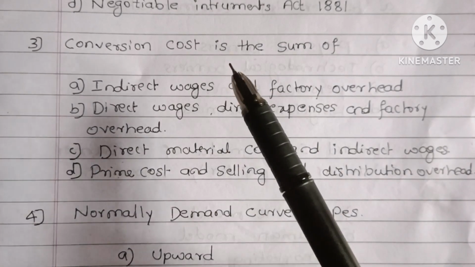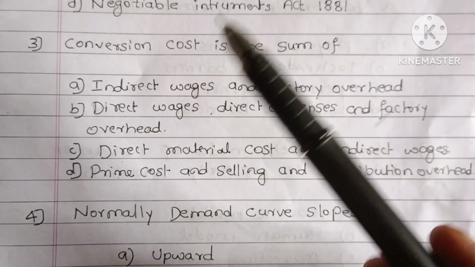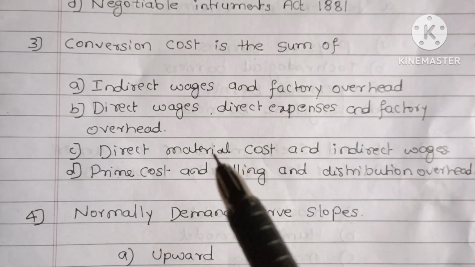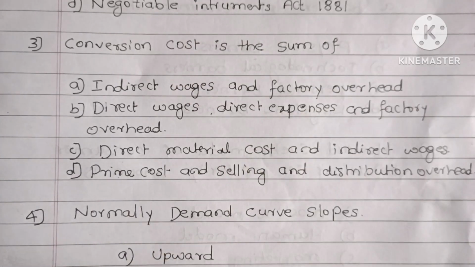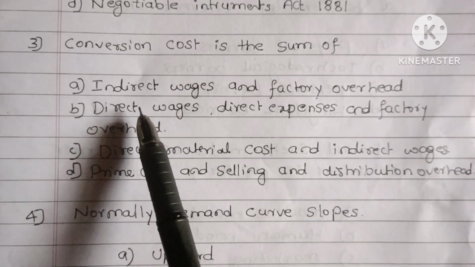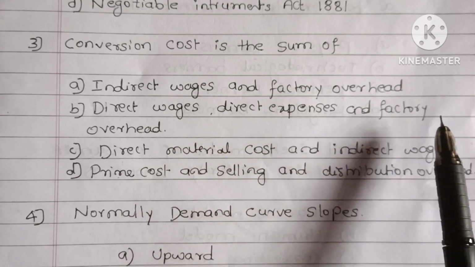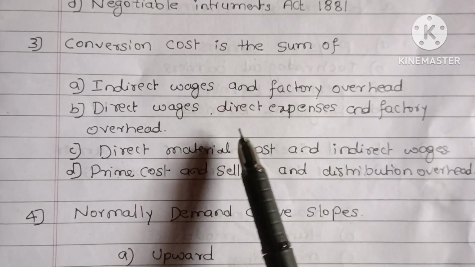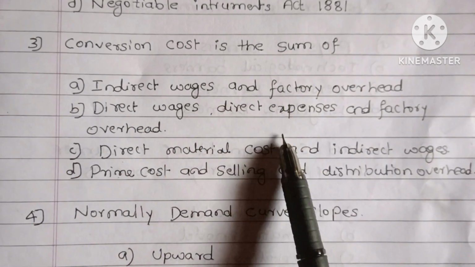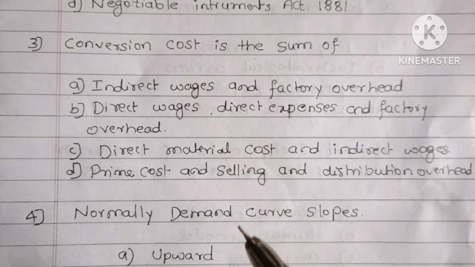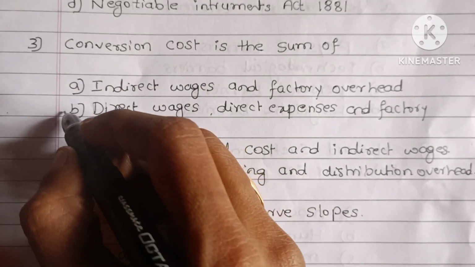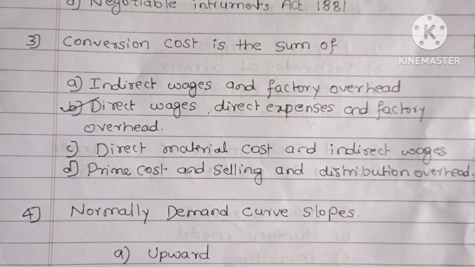The cost incurred to turn the raw materials into finished goods. From the raw material converted into finished goods, the expenses that come are direct wages, direct expenses and factory overhead. The sum of these three is the conversion cost. So option B is the right answer.